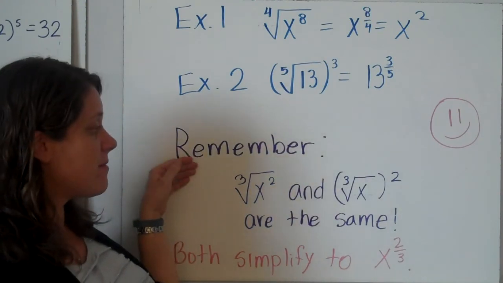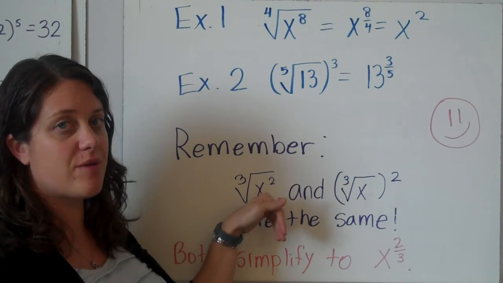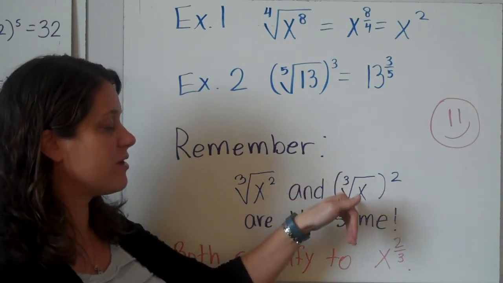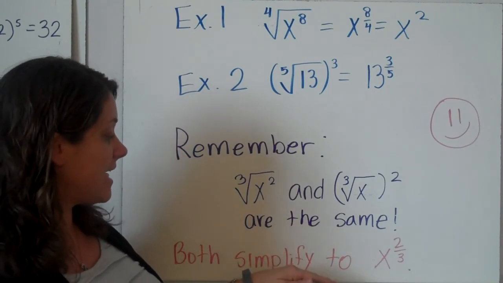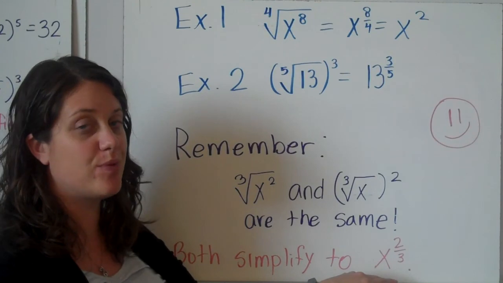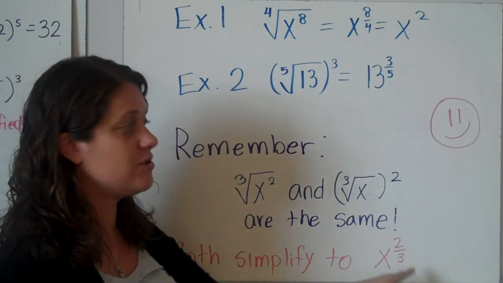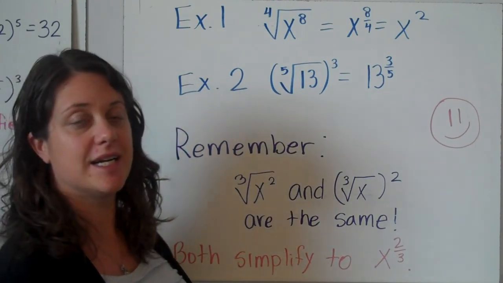It's important to remember that the cubic root of x squared, when we put that under the radical, is the same thing as the cubic root of x raised to the 2nd power. Those are the exact same, and both simplify to the same thing. If you turn them into rationals, both will give you x to the 2/3. All right, so remember this, it's very important, and that's it.